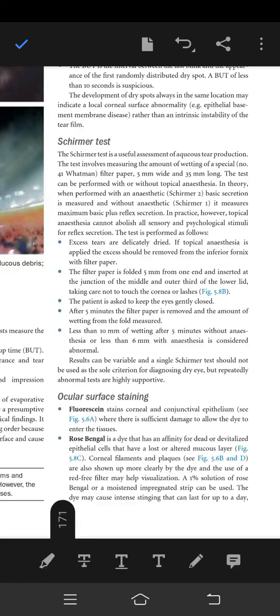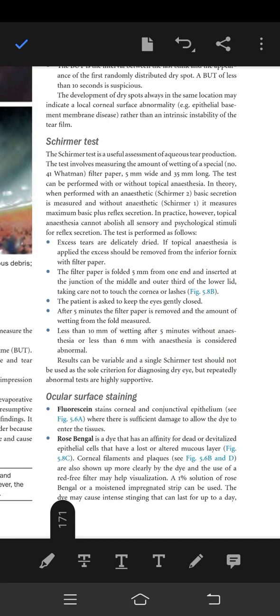In practice, topical anesthesia cannot abolish all the sensory and psychological stimuli for reflex secretion. However, in theory, with anesthetic, basic secretion is measured, and without anesthetic, Schirmer 1 measures basic plus reflex secretion. So we have the procedure as follows. Excess tears are delicately dried. If topical anesthesia is applied, the excess should be removed from the inferior fornix with the filter paper.